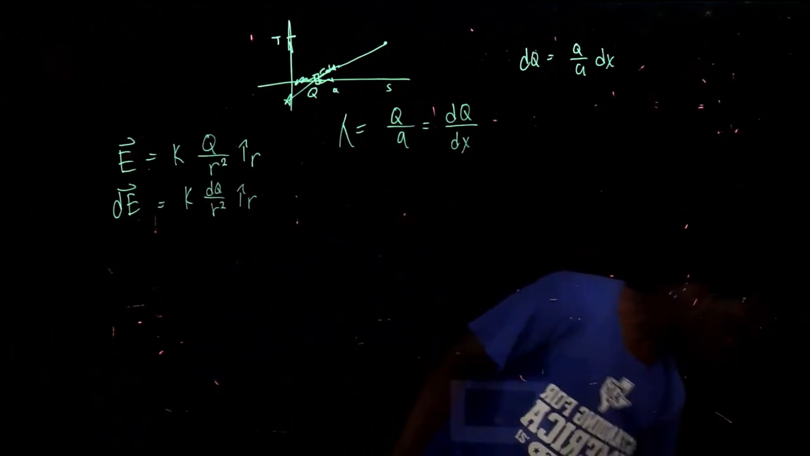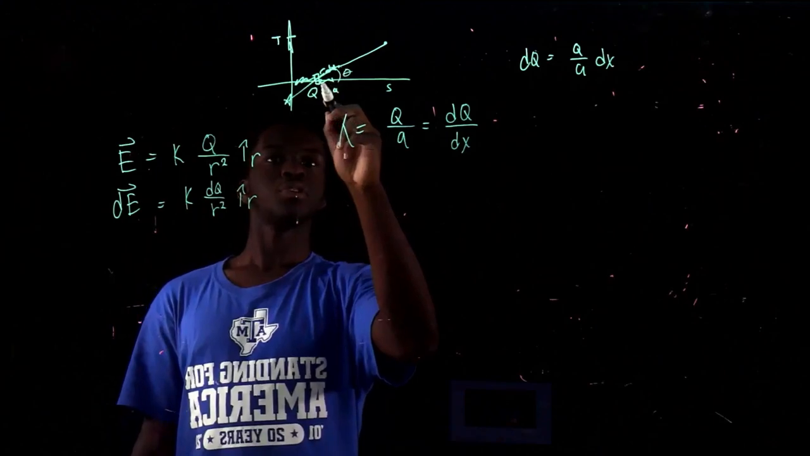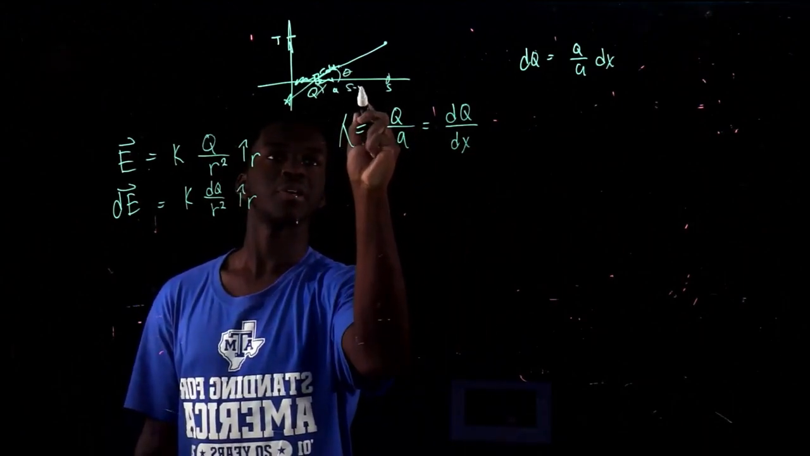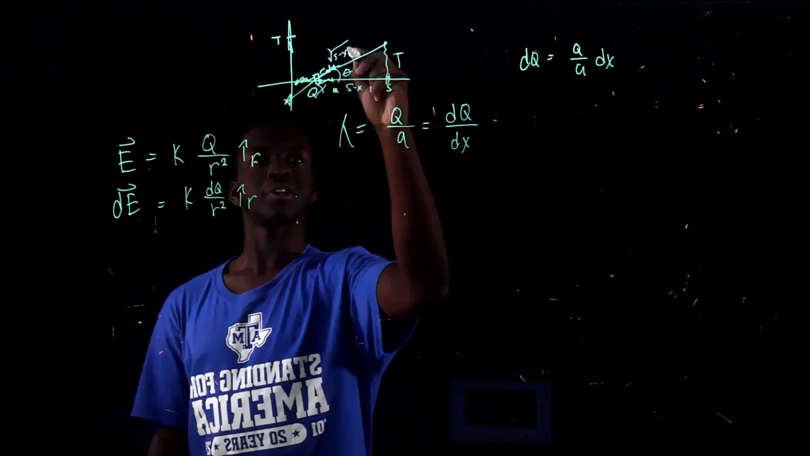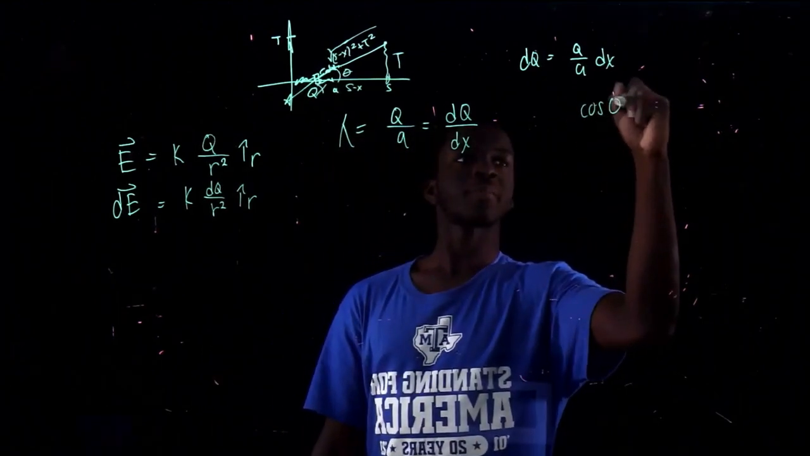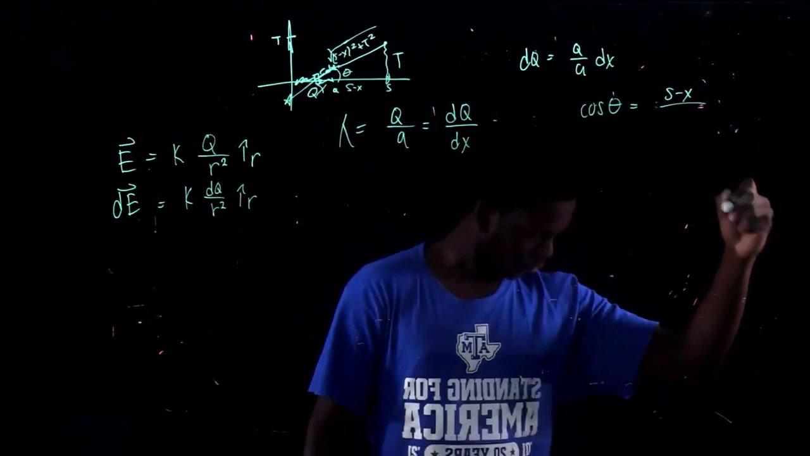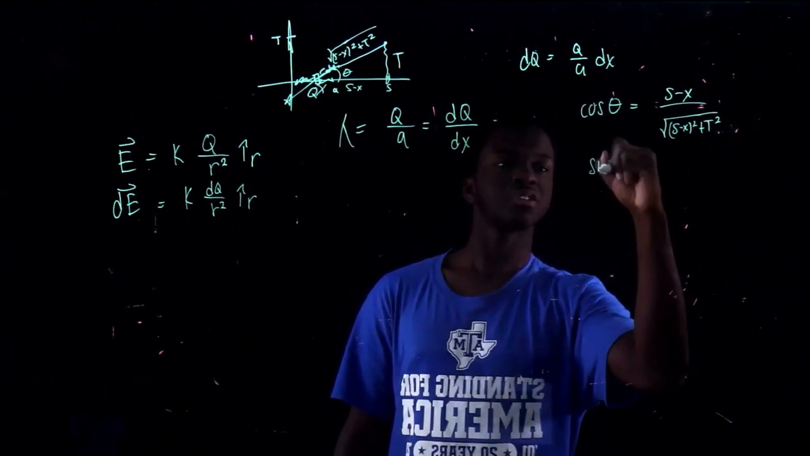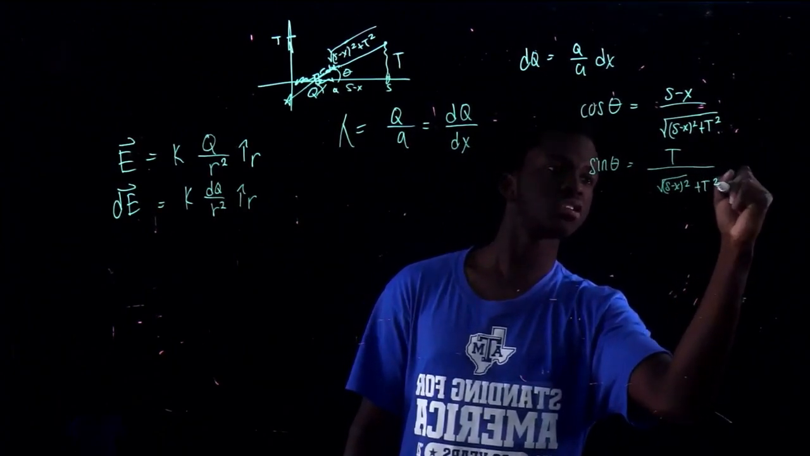Let's start off by taking the cosine theta and the sine theta. So we're going to need the cosine theta, which is going to be this. Let's put that as theta. It's going to be from here. Let's name this x. It's going to be s minus x is this distance right here. This distance right here is going to be t. So this right here is going to be the square root of s minus x squared plus t squared. That's the radius. So let's start out by writing cosine theta is equal to s minus x all over the square root of s minus x squared plus t squared. And then sine theta is just going to be t over the square root of s minus x squared plus t squared.